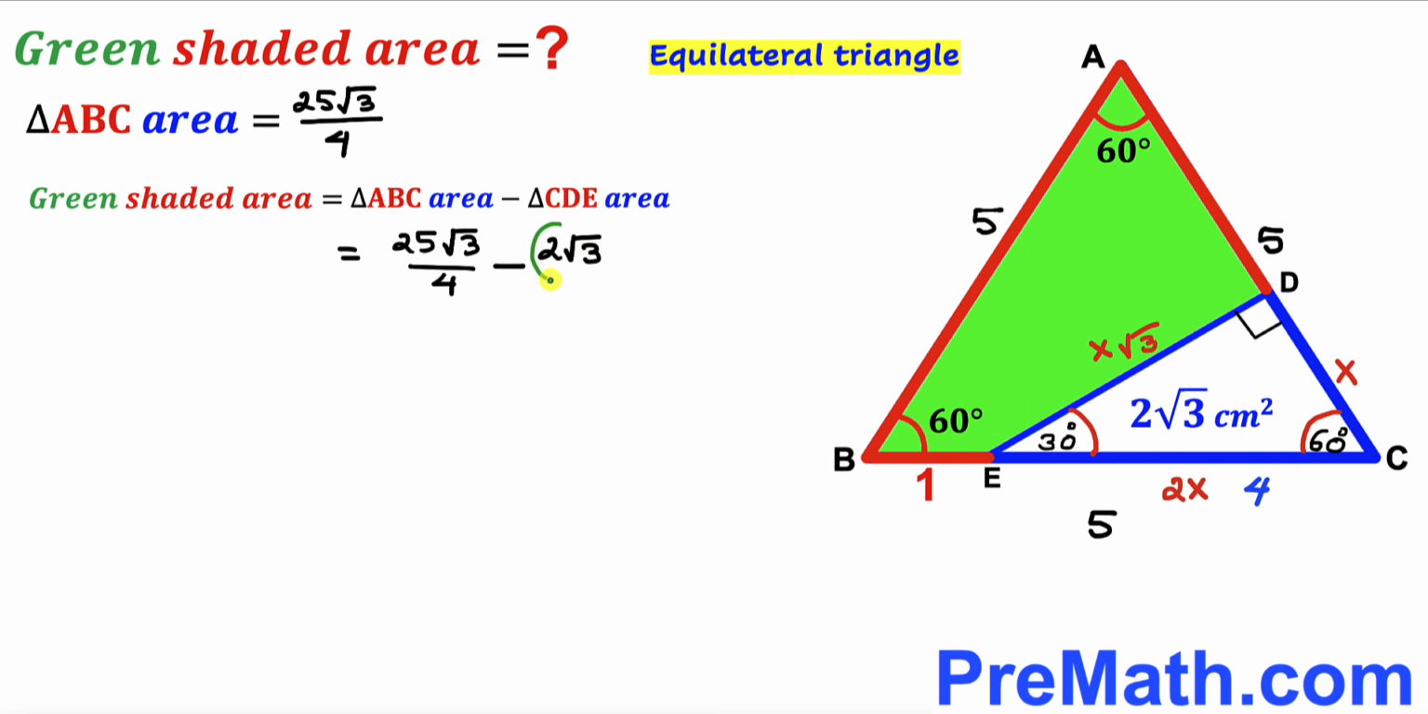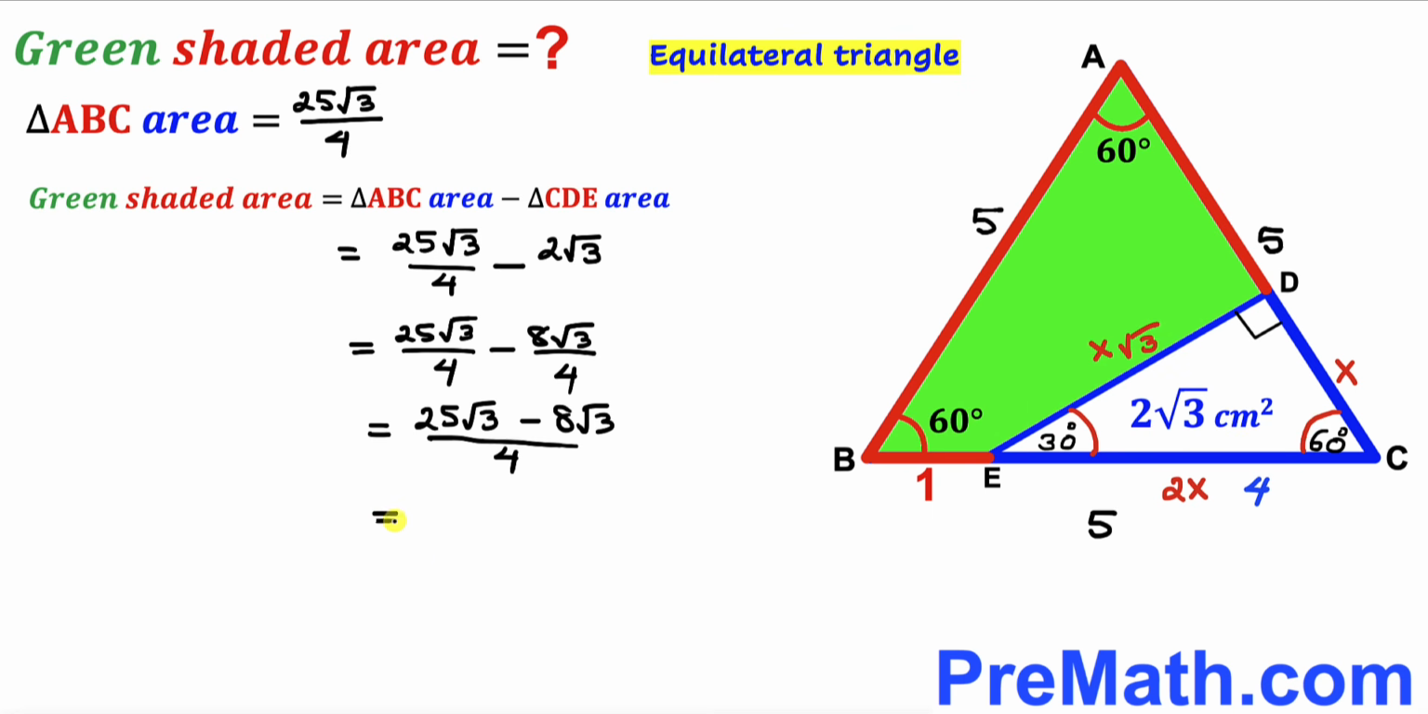And now I'm going to tweak this 2 times the square root of 3. This could be written as 8 times the square root of 3 divided by 4, as you can see in this next step. And now we can see we have the common denominator 4. So we could write 25 times the square root of 3 minus 8 times the square root of 3 all over 4, and that's going to be equal to 17 times the square root of 3 divided by 4 centimeters squared, the area of this green shaded region.